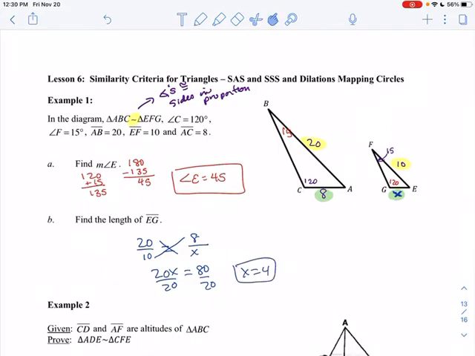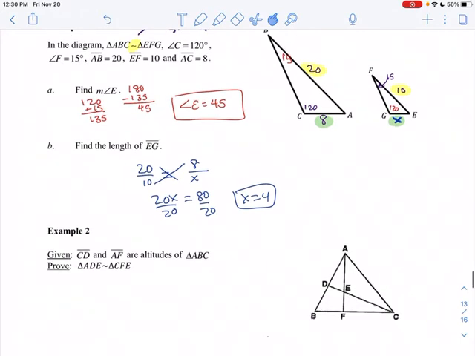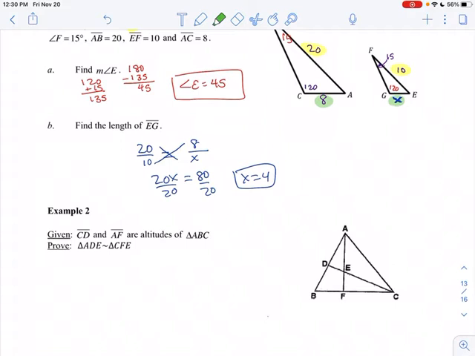All right, I'm going to try a proof with you again. I know you don't care for proofs, and proofs are not your favorite thing, but we're going to do one more proof. So I want to prove that CD and AF are altitudes. Sorry, that's the given. CD and AF are altitudes of triangle ABC.